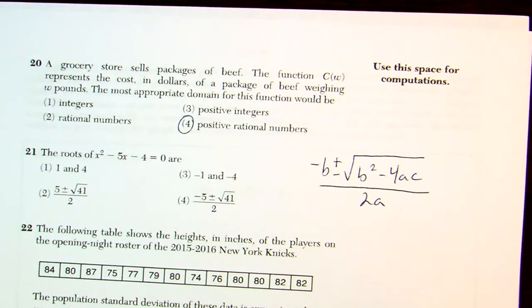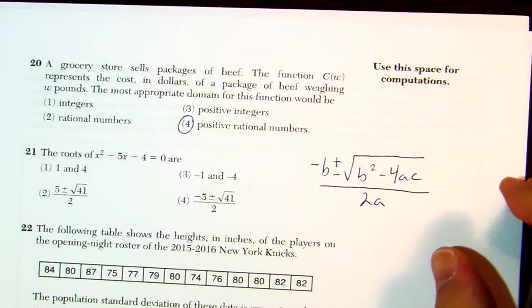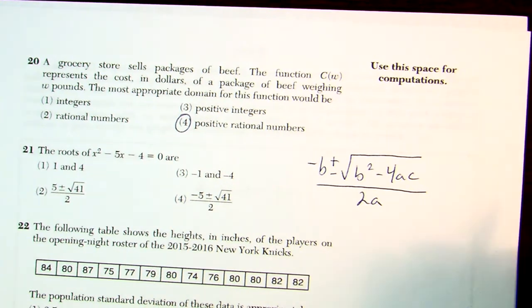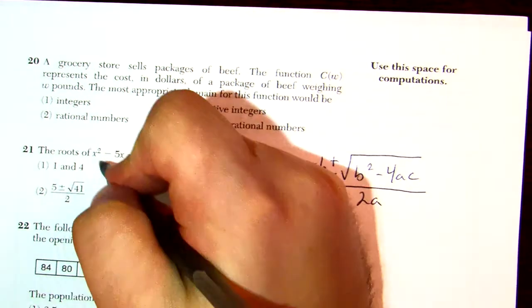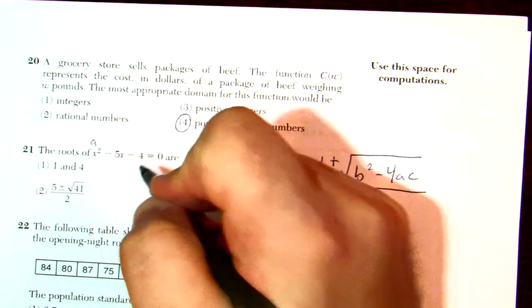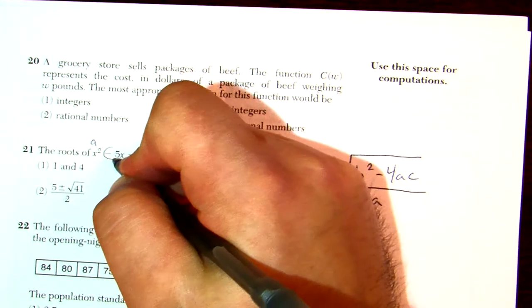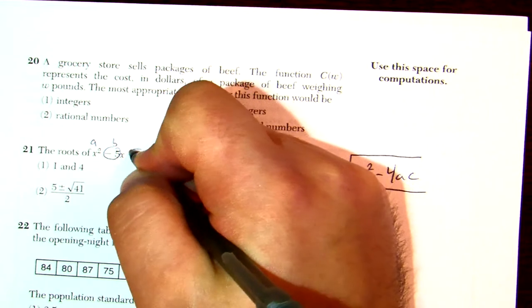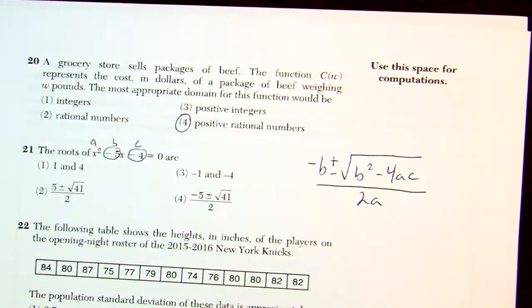Okay, a lot of work for part 2, I know, but it is a part 2, or part 1 rather, and we got to do it. So this is my a, which would be 1. This would be my b right here, and this is my c. So we're going to plug it in. So negative b, so the opposite of negative 5 will be positive 5.